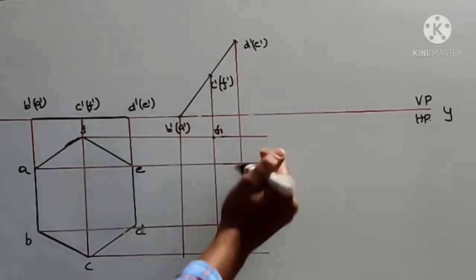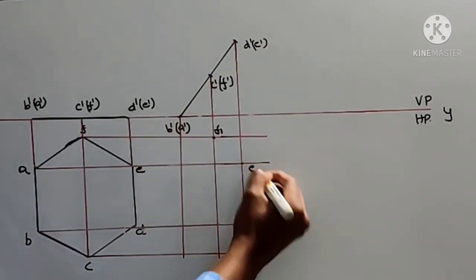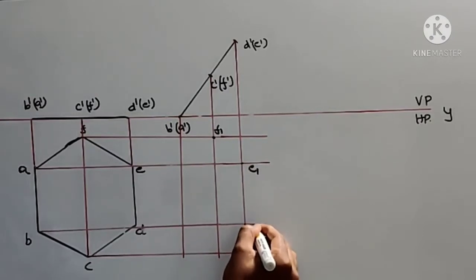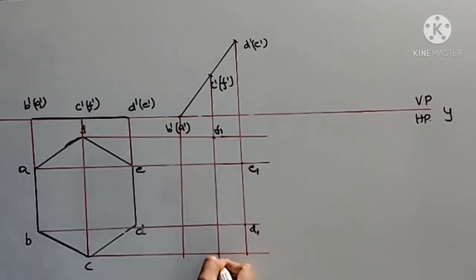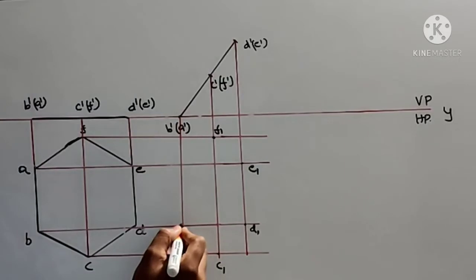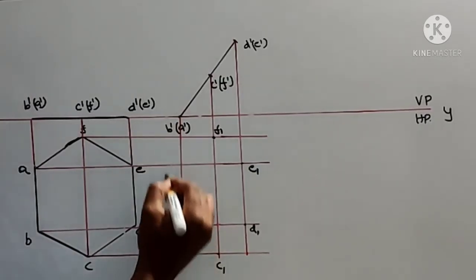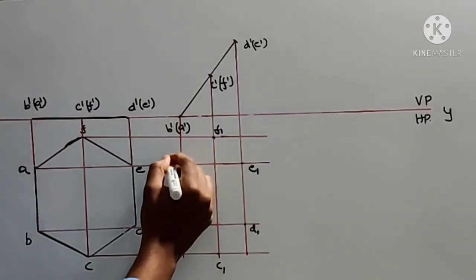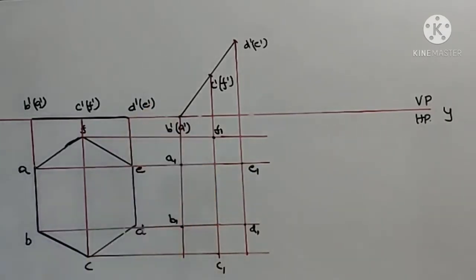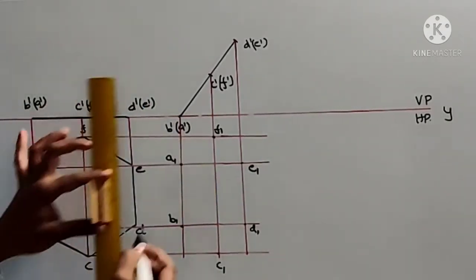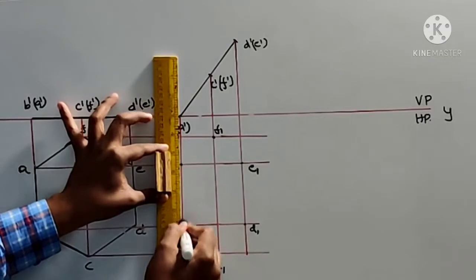E at E dash, E1, D1, C1, B1. Similarly, all the points need to be identified. Once you identify these points, you connect the points sequentially.